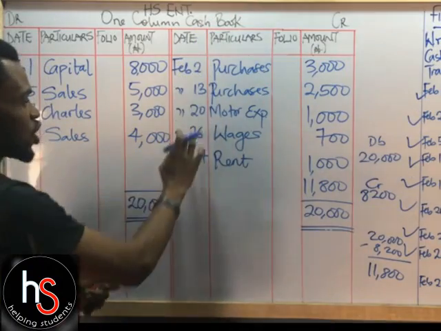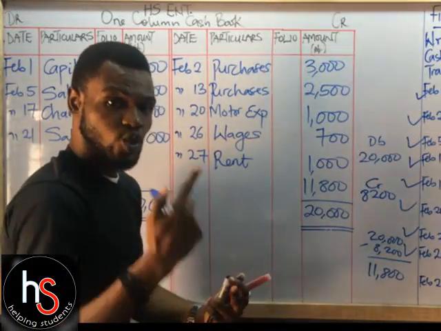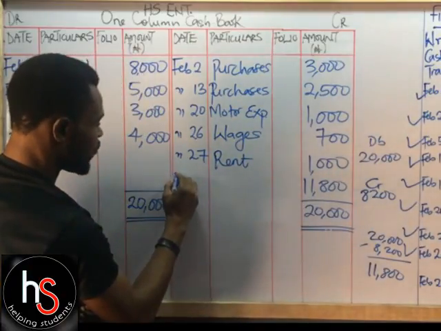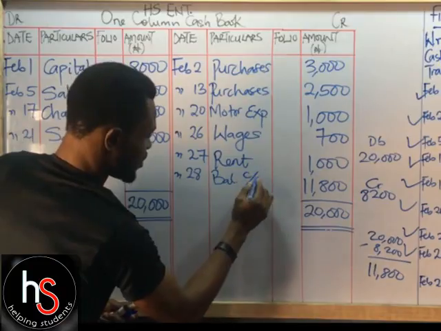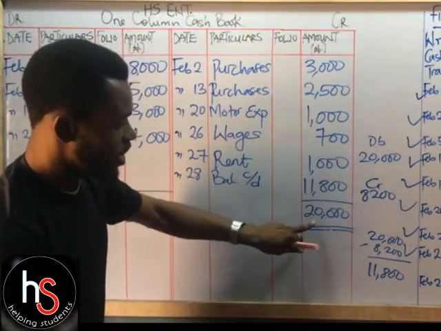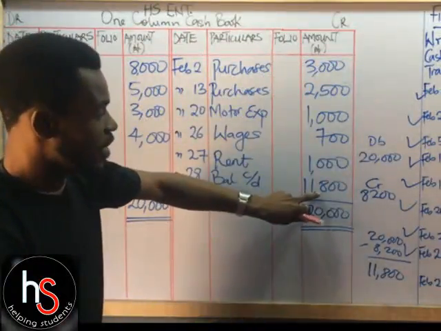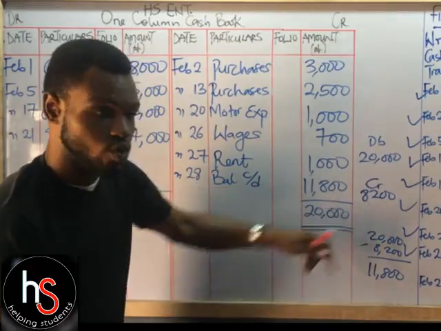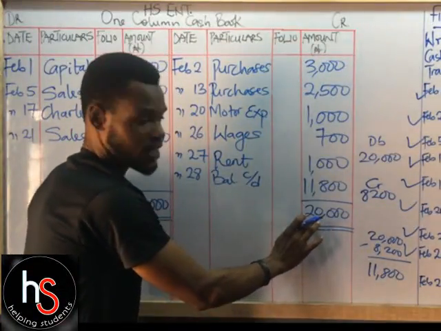Then, since we're solving for the date of February, the last date in February is what? 28, right? So we have February 28. Balance carried down. By the time you total all this now, you get 20,000. Remember at the initial stage, there was no 11,800. We had a total of 8,200. So by the time we've done what we did now, it is now balanced to 20,000.